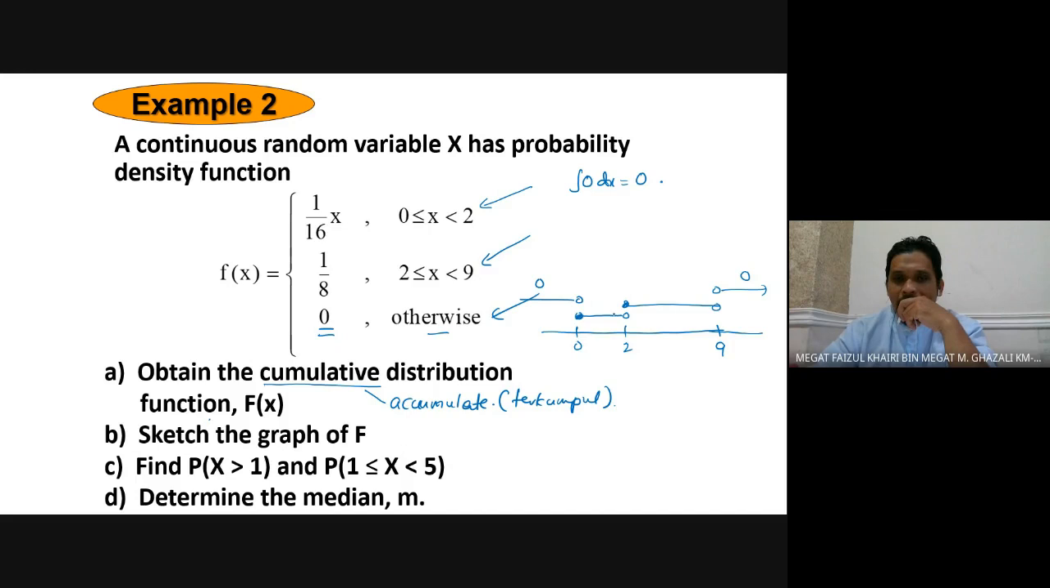From 0 until 2 is the domain of the function 1 over 16x. From 2 until 9 is the domain for the function 1 over 8, and the rest equals 0. So this is where x is less than or equal to 0, this is where x is in between 0 until 2, this is the domain for x from 2 until 9, and x greater than 9. So 1, 2, 3, and 4.